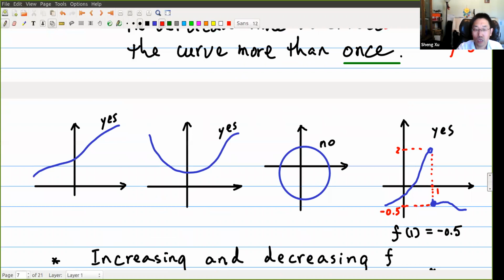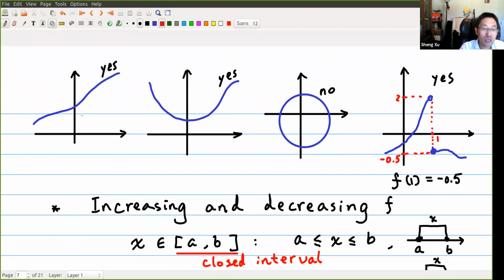So for example, is this blue curve a graph of a function? Yes, because if I draw a vertical line, there is only one intersection. This one? Yes. This one? No, you have two. This one? Yes, draw here? Yes, draw here? Yes. But for this example here, I want to emphasize something.